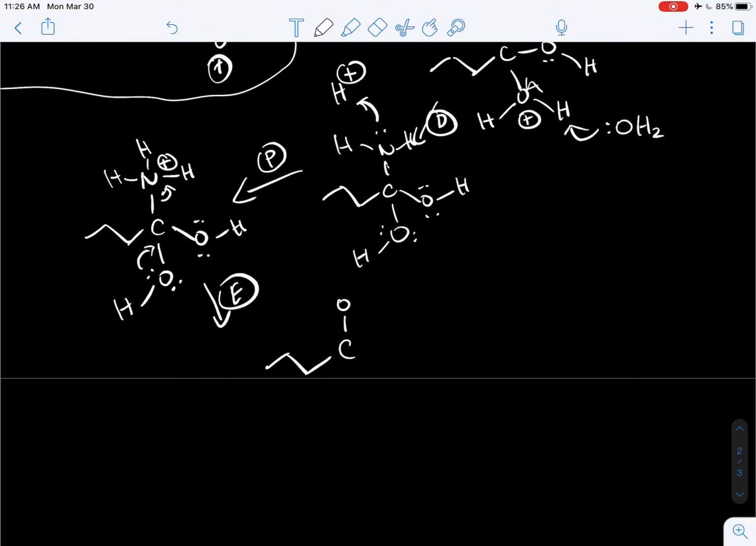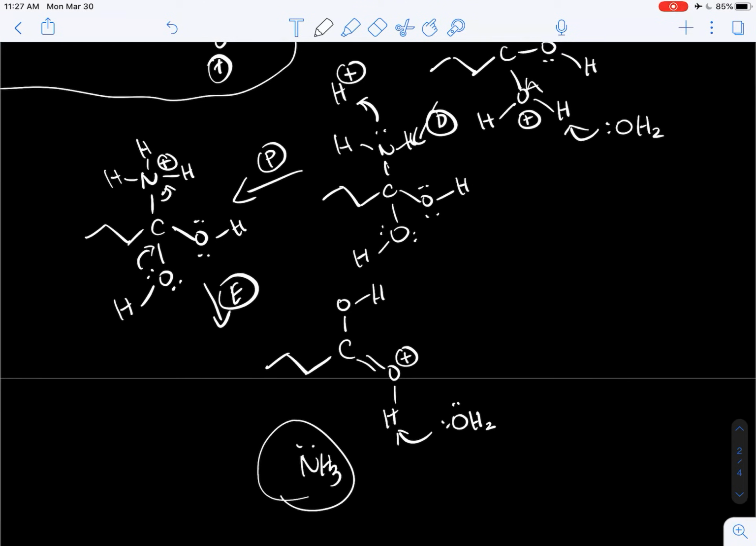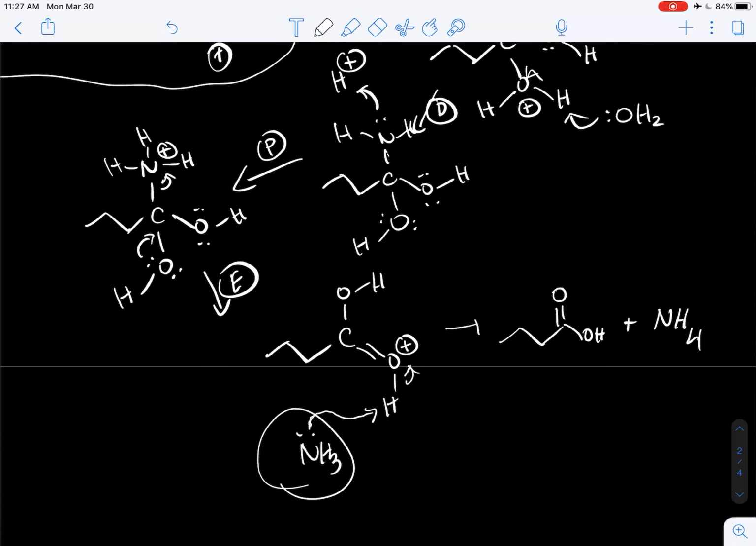And we get our typical protonated carboxylic acid, and water can come in. Or you could have ammonia. This is under acid conditions, so ammonia is going to be protonated. We can more easily show that protonation step by combining it with the last step of this mechanism. So ammonia can come in and deprotonate, and that gives us a carboxylic acid and the ammonium molecule, NH4 plus.